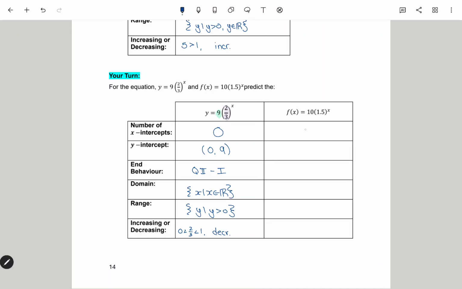All right, number of x-intercepts, always 0. Y-intercept, we have to look here. So we know it is 0, 10. Always quadrant 2 to quadrant 1. Remember, all exponential functions.